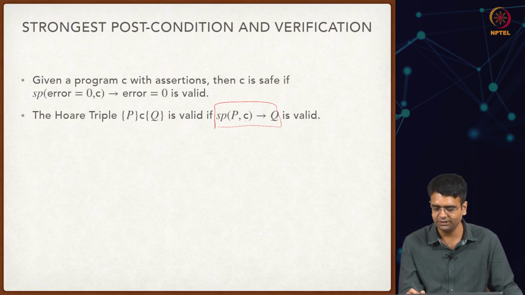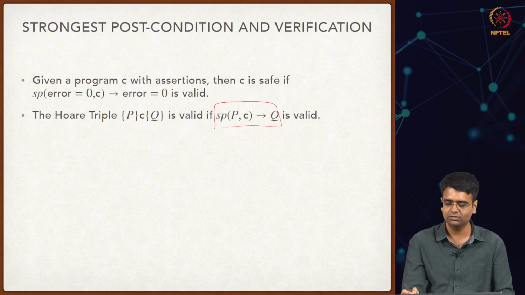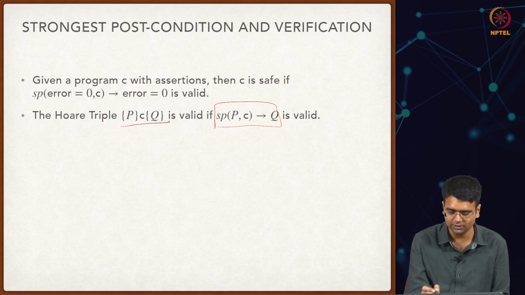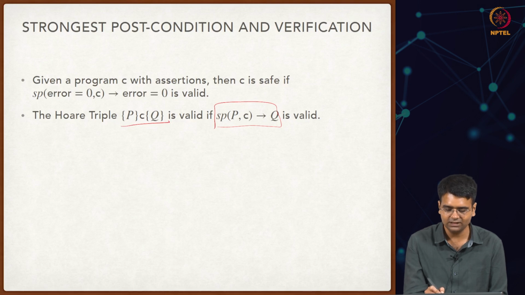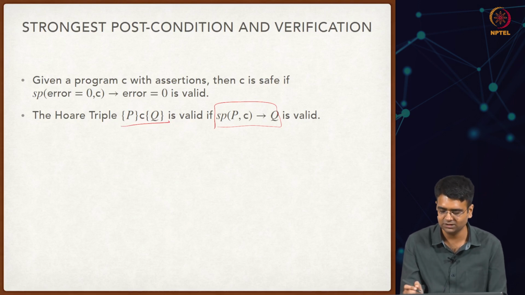So again, SP of P comma C encodes all those states obtained after finishing the execution of C on a state which begins in P. So if this entire set of states is contained inside Q, which means if it implies Q, then obviously the Hoare triple will be valid. So the definition of this Hoare triple was that if you start the program C in a state which satisfies P, after finishing the execution of C, you should always be in a state which satisfies Q.